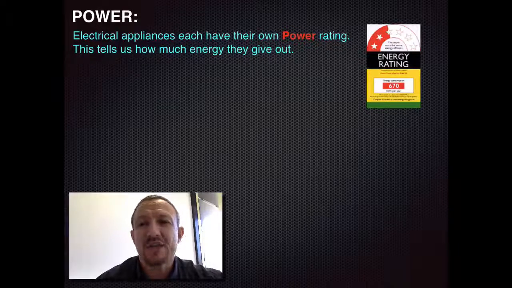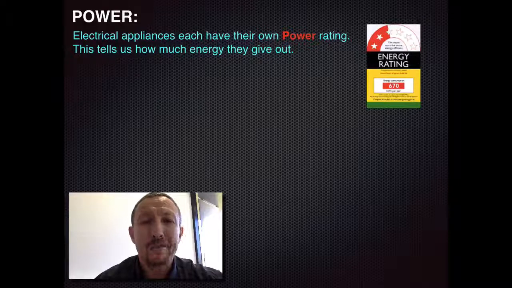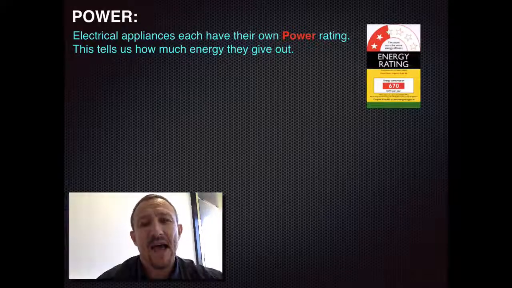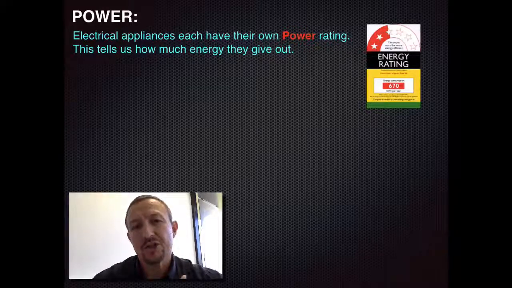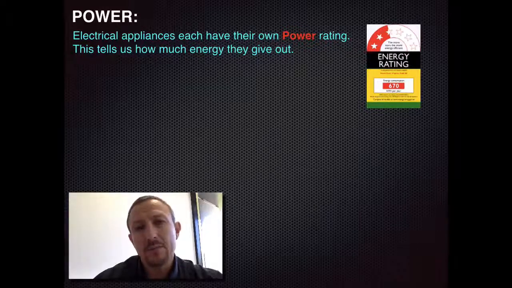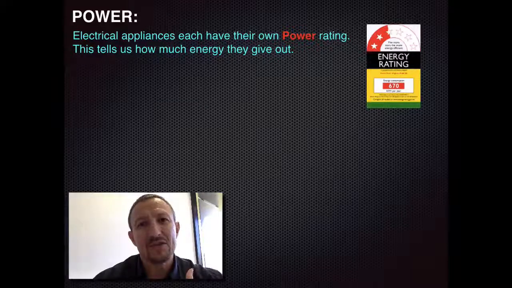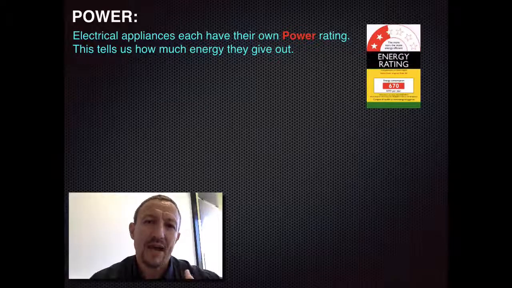It works on a star system, that basically the higher the stars, the more efficient the appliance is at delivering a certain amount of required energy. For example, you may see it on a fridge or on a washing machine or a dishwasher, and basically the higher the star rating, it'll mean that you'll get more available energy in the desired effect than you would with a lower class appliance.